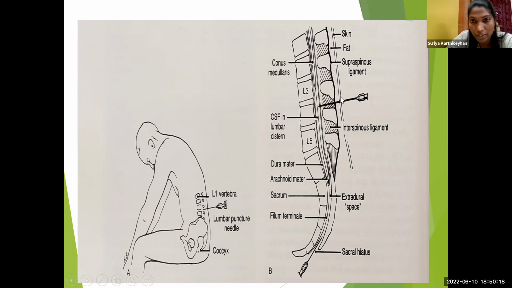From the posterior aspect, the first thing the needle pierces is skin, and then we have to pierce the superficial fascia. The third thing is the supraspinous ligament, which is nothing but the ligament connecting the spinous processes of the vertebrae. And then we have the interspinous ligament, which is between the spinous processes of adjacent vertebrae. We have an interspinous space. So this is the interspinous ligament. And then we have the ligamentum flavum. And then we have the epidural space. And only after the epidural space do we have the meningeal coverings.